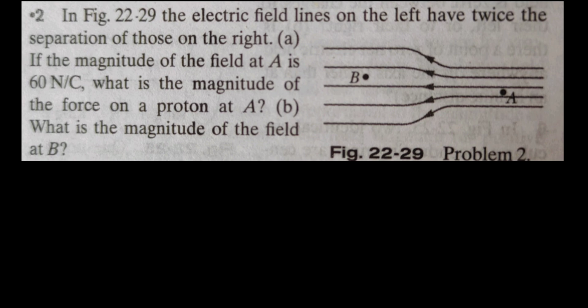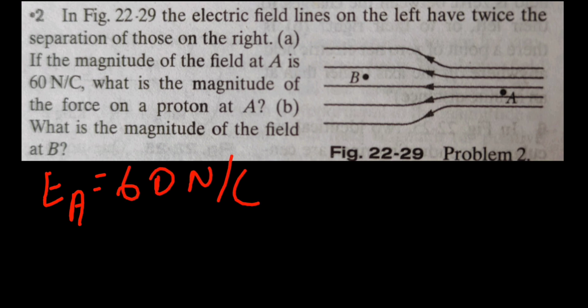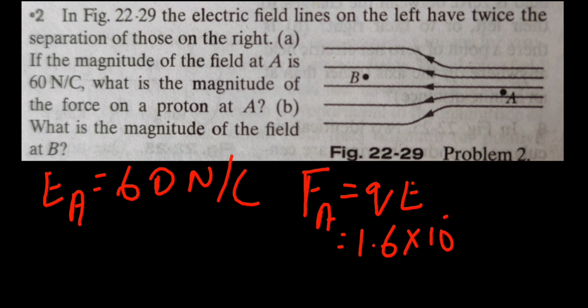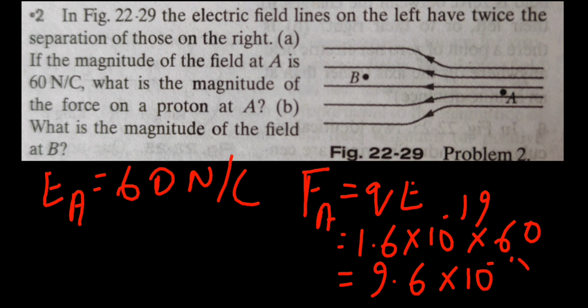So if the magnitude of electric field at A, EA, is given as 60 Newton per Coulomb, what is the magnitude of force on a proton at A? What is the formula of force? At A, force on proton, you know the formula, that is QE. What is Q? 1.6 into 10 to the power minus 19. And electric field 60 is given. So it will be 9.6 into 10 raised to the power minus 18 Newton, of course.